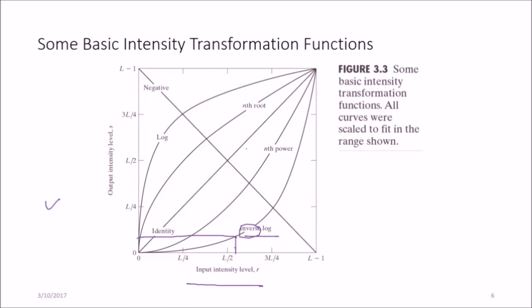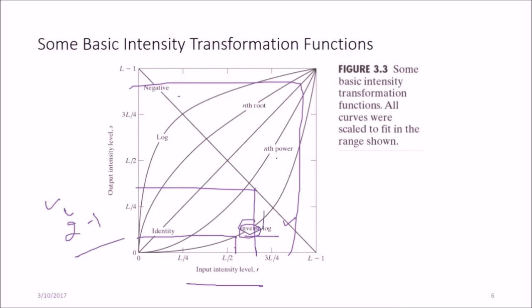For say identity, identity is that if this is the point, when you apply the identity function, you'll get the same value. In contrast to the negative, which is this line, which you see here. So if we take some value, then it will be just the highest value, L minus 1. And all others are there also: the inverse log, nth power, identity, nth root, negative, log, etc.